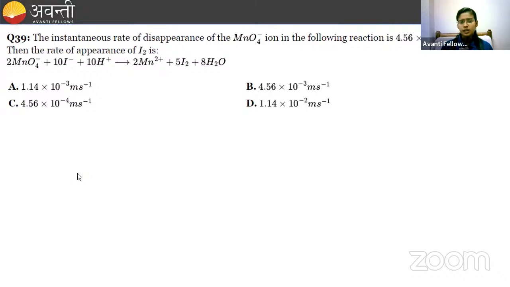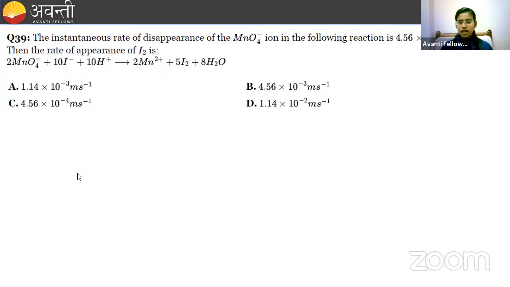Question number 39. The instantaneous rate of disappearance of the MnO4 minus ion in the following reaction is 4.56 into 10 to the power minus 3 meter per second. Then the rate of appearance of I2 is. So rate of disappearance of one component is given, which is a reactant, and the rate of appearance of one of the product is being asked. So now we need to write the rate equation for this reaction.